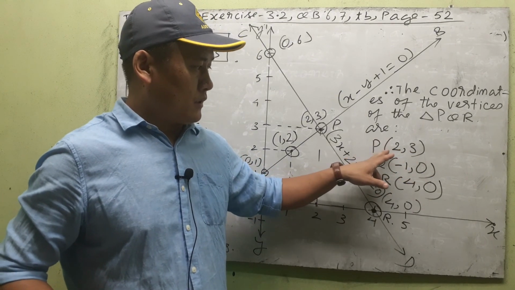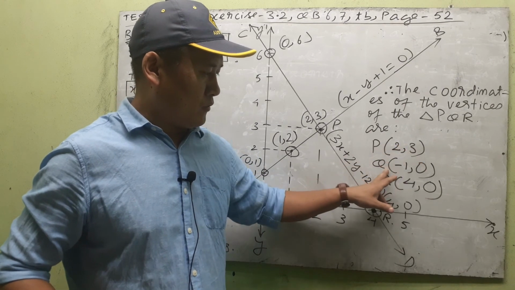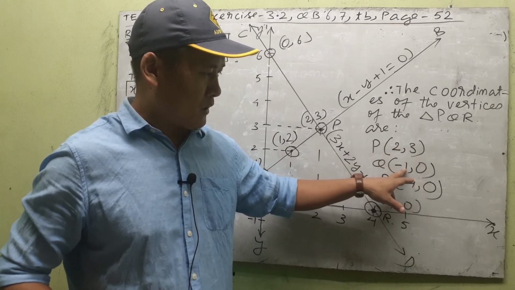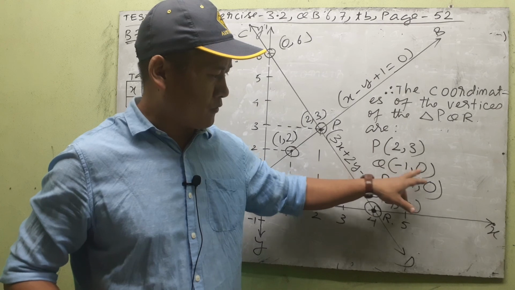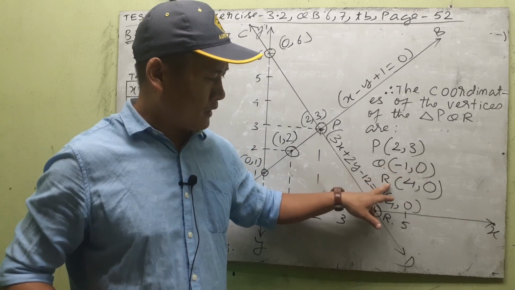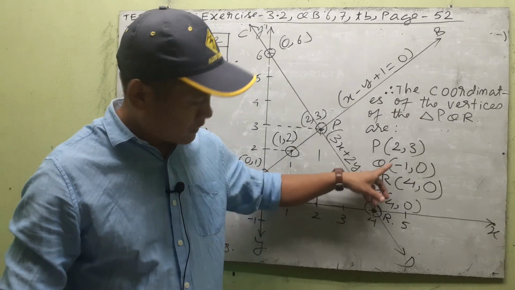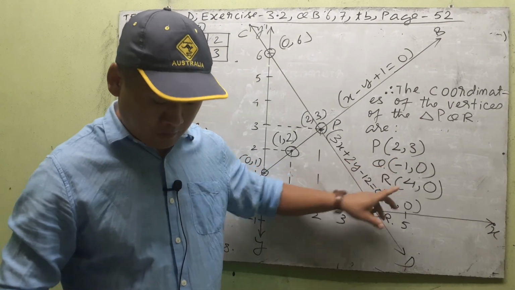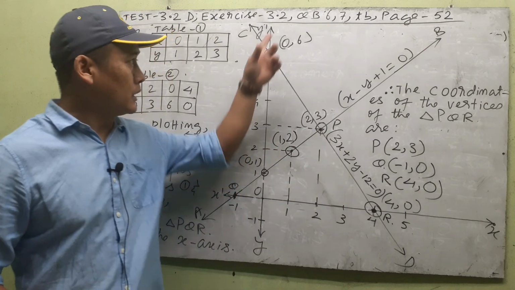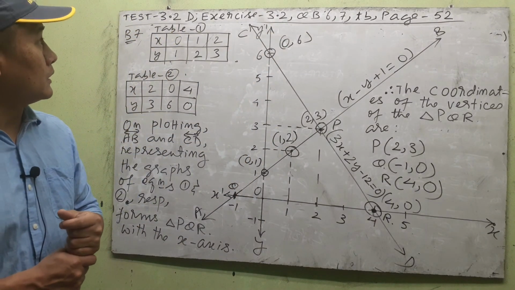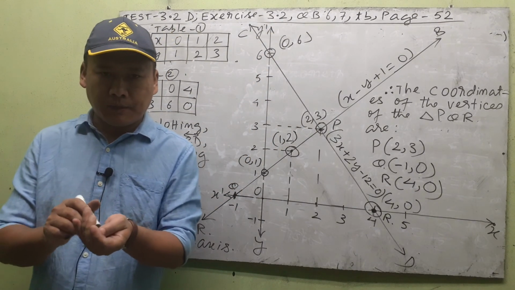Coordinates of the 3 vertices are P (2, 3), Q (-1, 0). In other words, x is -1, y value 0 forms the Q vertex. R vertex has coordinates x value 4, y value 0. So same as the textbook answer, I hope, yes. So that concludes the part for test 3.2D. Okay, I hope you understood, right?